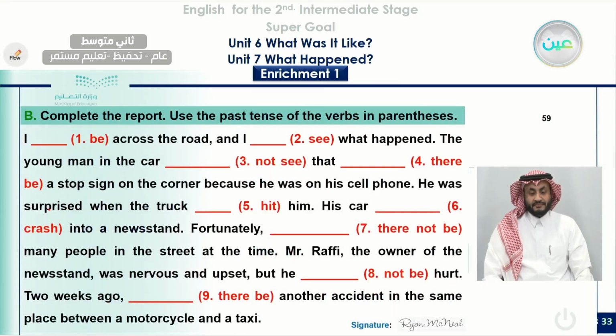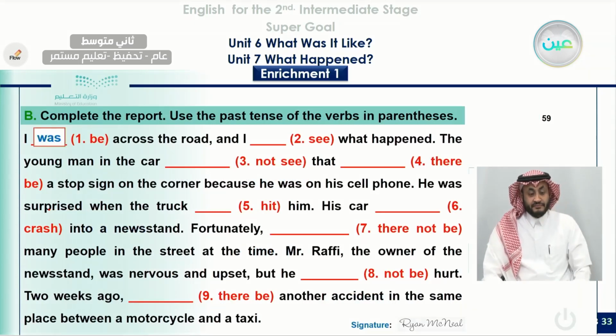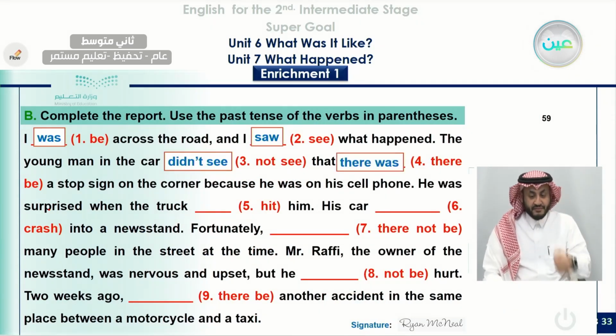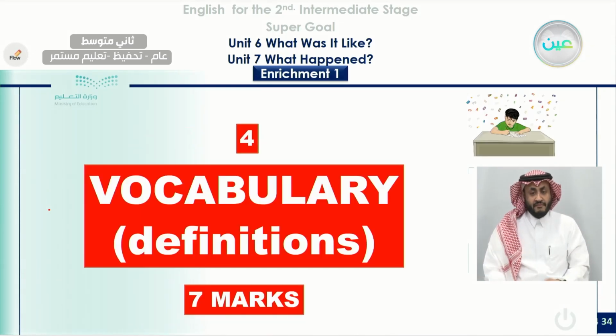Okay, also how to use the verb in the past. It is very important. Like the verb be here can be used as was if it is in the past. See, we can use it as saw, and so on. If it is in the negative form, not see, you can say I didn't see, or he didn't see, and so on. That is an exercise which is on page 59.